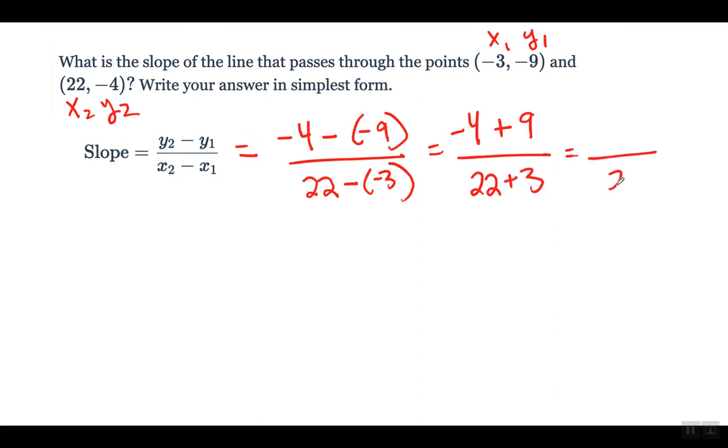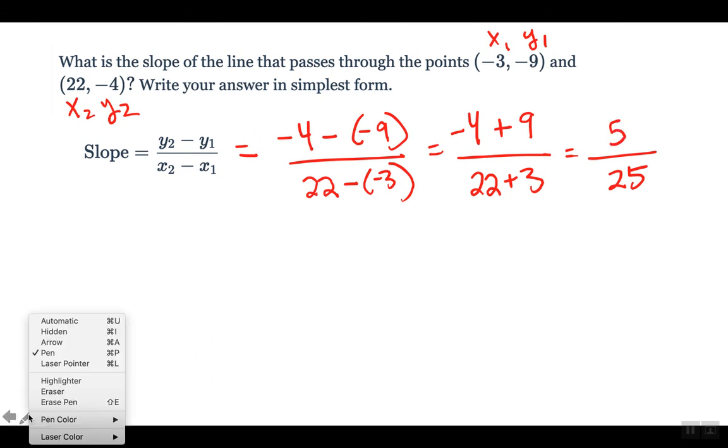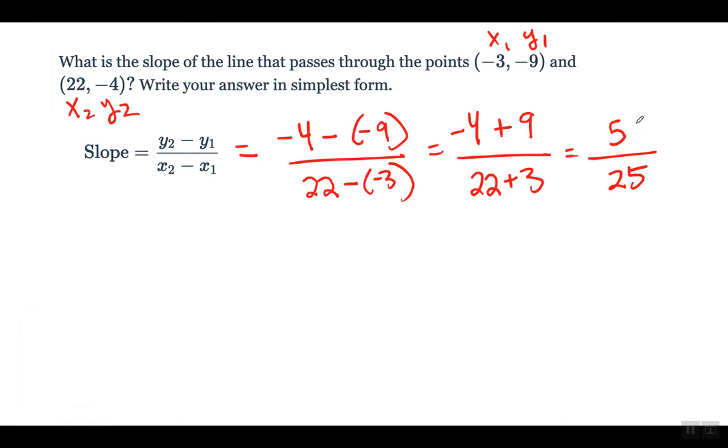and you're going to have 25 on the bottom and on the top positive 5. However, I still got to simplify that. Divide the top and the bottom by 5. And your final answer is going to be 1 over 5.